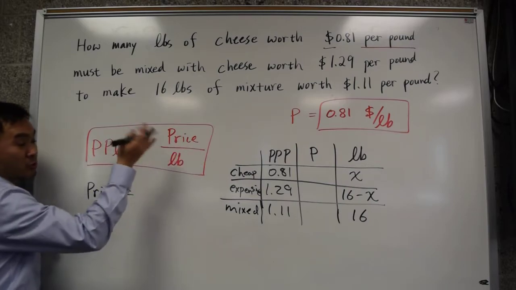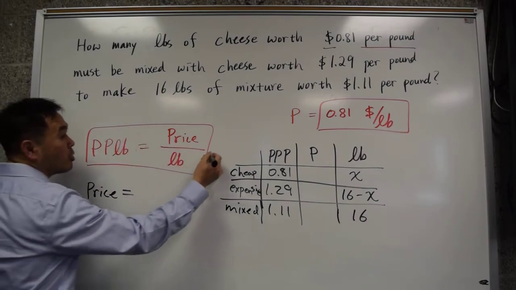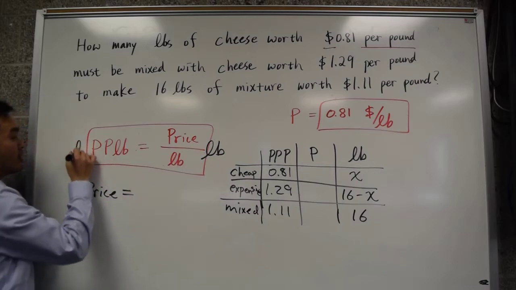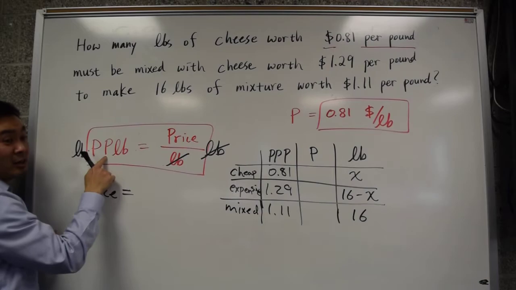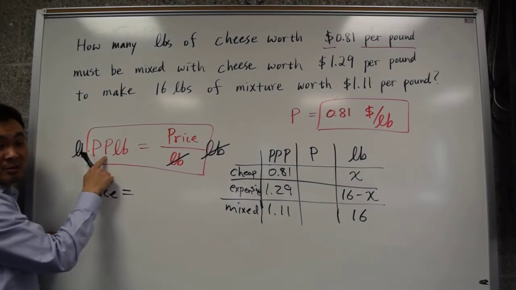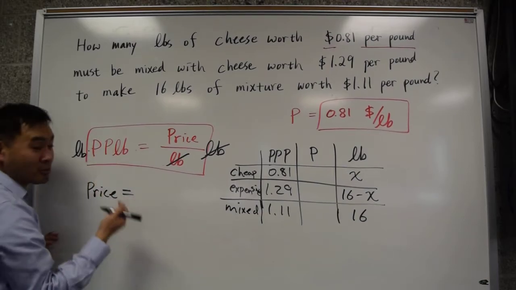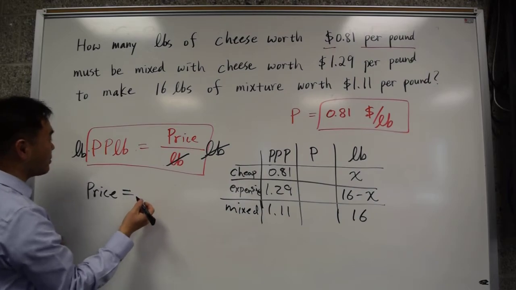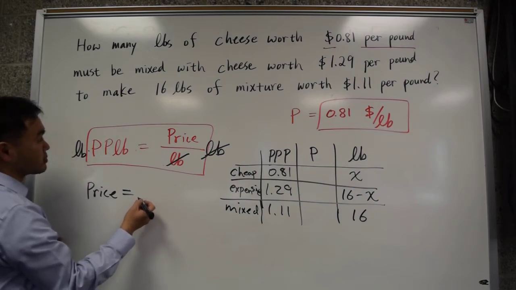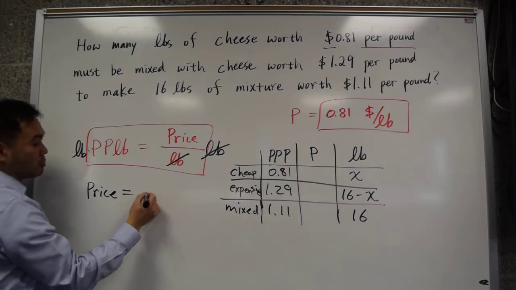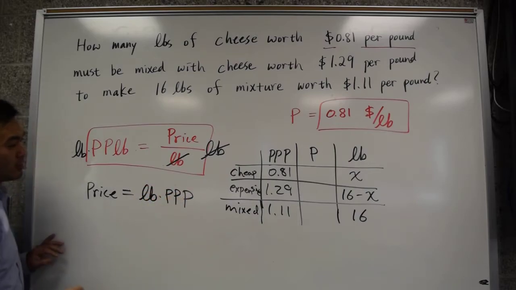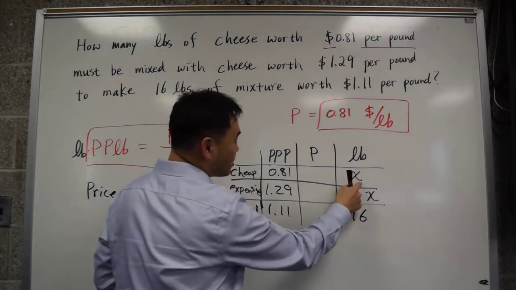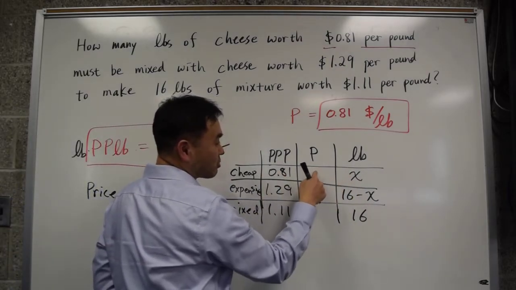How do we solve for the price? Pounds times price per pound. You multiply pounds on both sides, right? Then these will cancel, and you have price equal to pounds times price per pound. Good? Yeah, works, right? So you have price equal to pounds times price per pound. You take this quantity, multiply them together, and that's what goes in here.